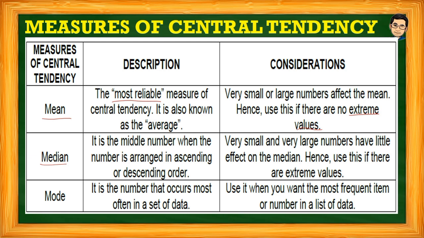Next, mode. It is the number that occurs most often in a set of data. Yung mode dito, hindi naman talaga natin siya kailangan i-compute, dahil tinitignan lang natin alin yung number, yung data, yung score na nag-occur ng mas maraming beses. It is used when you want the most frequent item or number in a list of data. Kung tinitignan natin yung number, yung score, yung item na pinaka mataas ang frequency, mode ang ating gagamitin.